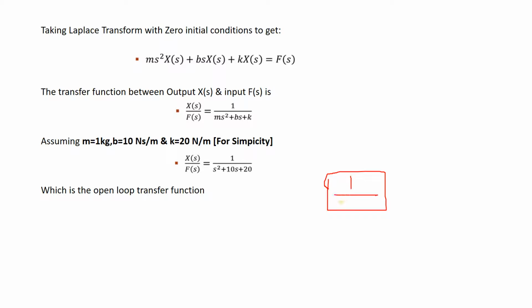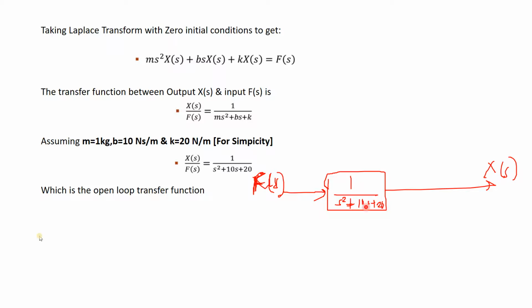That means we are taking a system, where the system is this one, 1 by s square plus 10s plus 20. This is the output, this is the input. Suppose F(s) is the input, F(s) by X(s). So what input are we giving? We have to give some signal, isn't it?